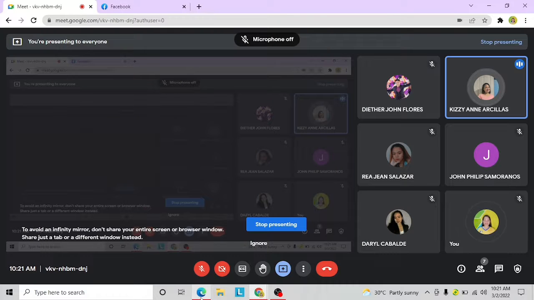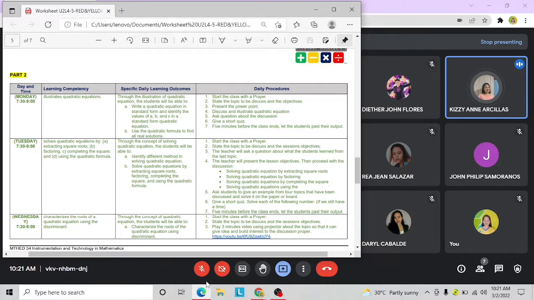So for our part two, day and time, the same Monday, 7:30 to 9. Our learning competency is to illustrate quadratic equations. For our specific daily learning outcomes, through the illustration of quadratic equations, the student will be able to first write a quadratic equation in standard form and identify the values of A, B, and C in a standard form quadratic equation.